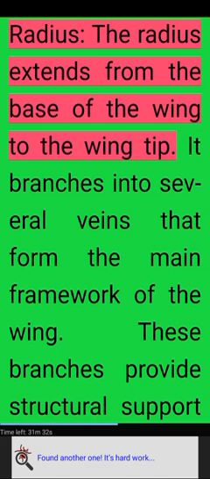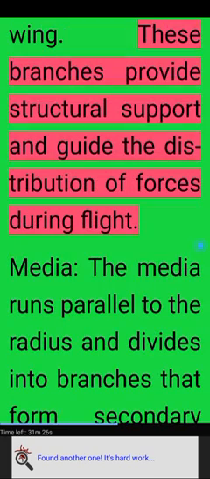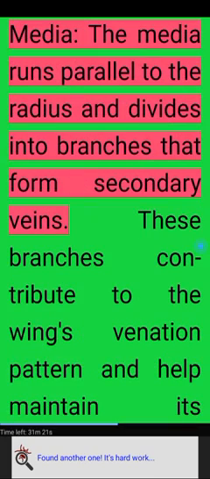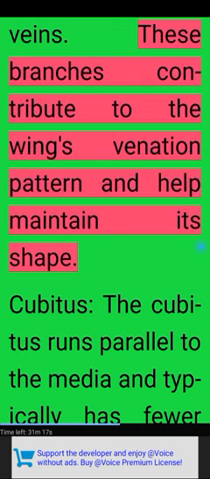Radius. The radius extends from the base of the wing to the wingtip. It branches into several veins that form the main framework of the wing. These branches provide structural support and guide the distribution of forces during flight. Media. The media runs parallel to the radius and divides into branches that form secondary veins. These branches contribute to the wing's venation pattern and help maintain its shape.